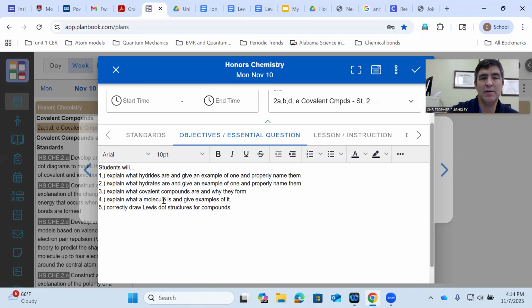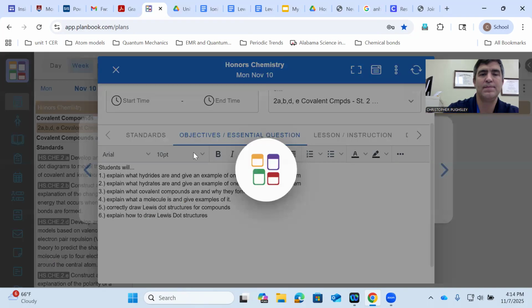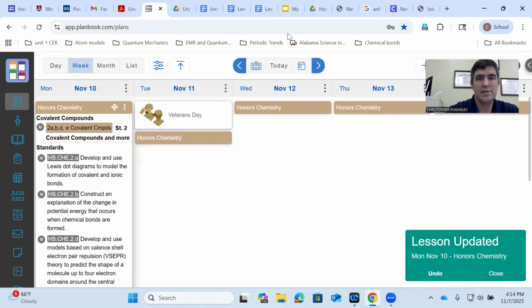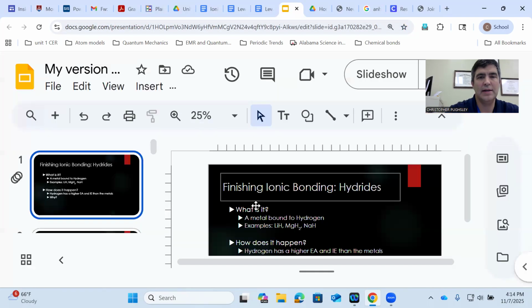Explain what a molecule is and give examples, and correctly draw Lewis dot structures and explain how to draw Lewis dot structures. All right, and so that's what we're learning here today. All right, and so let's look at that right now.